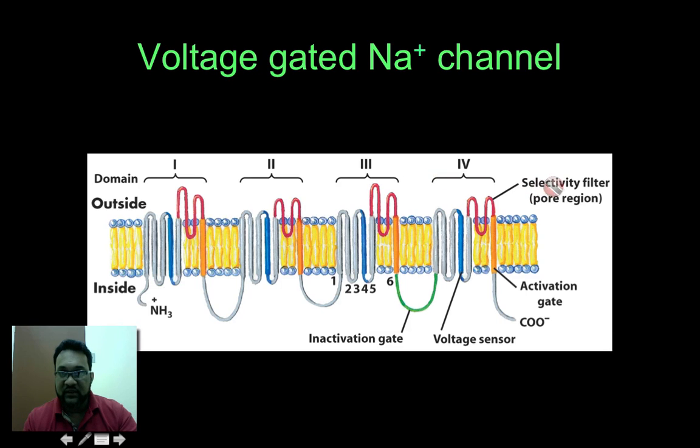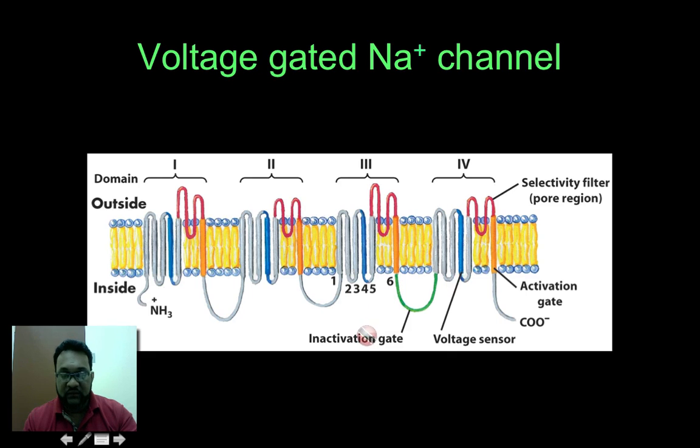Next thing is the selectivity filter, or the pore region. And the selectivity filter is made up of this segment that is in red. And you see that in each of the domains, there's a red segment. And we say that the selectivity filter comprises the segment that joins helix 5 to helix 6. That segment that joins helix 5 to helix 6 in each of the domains comes together to form the selectivity filter. Now, so far, we looked at the activation gate, the voltage sensor, and the selectivity filter. Each domain contributed to them.